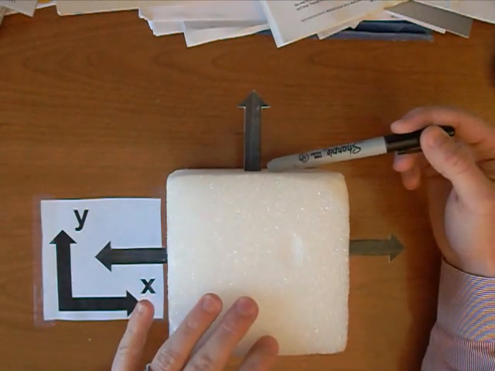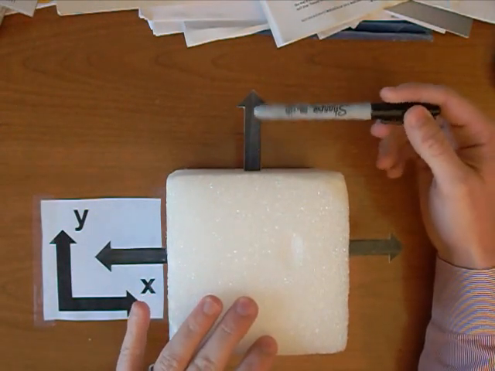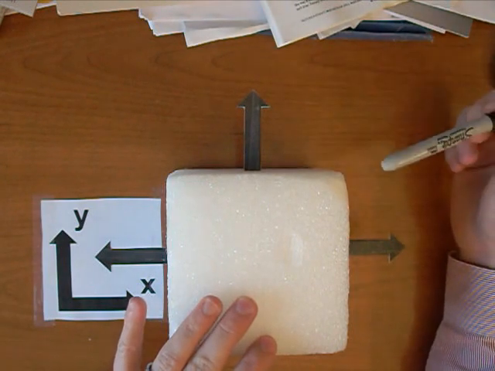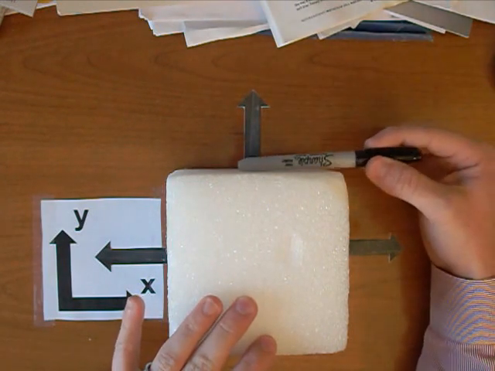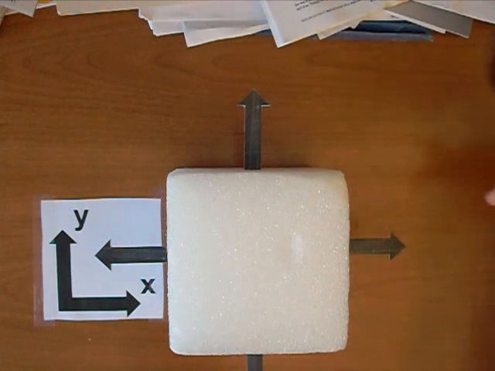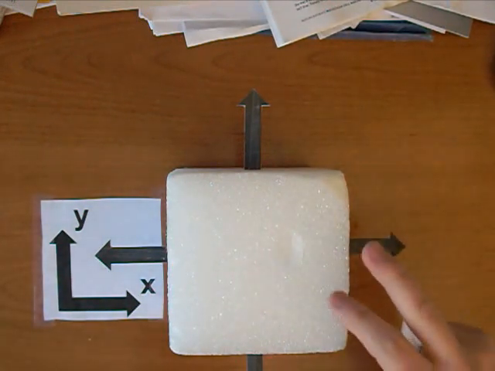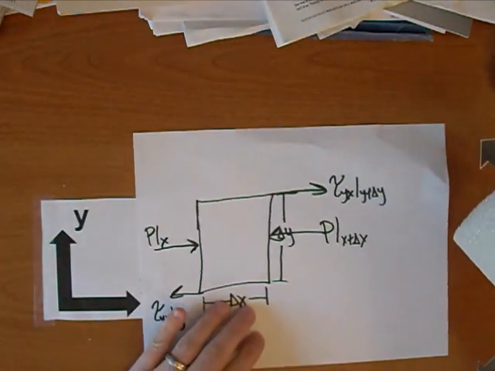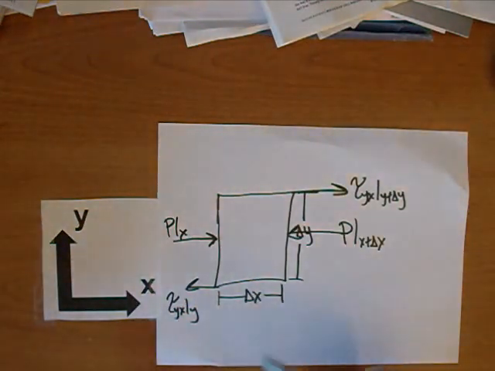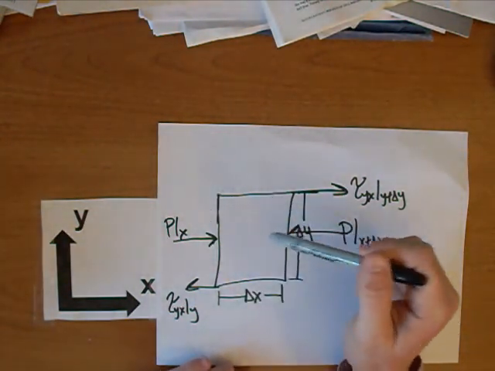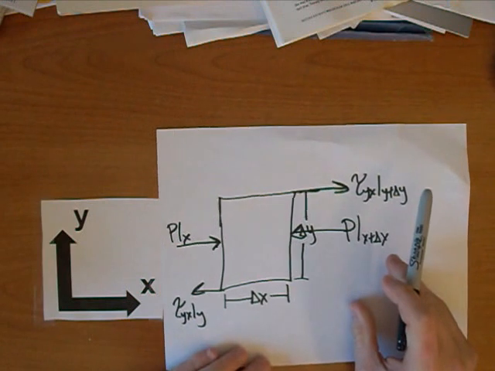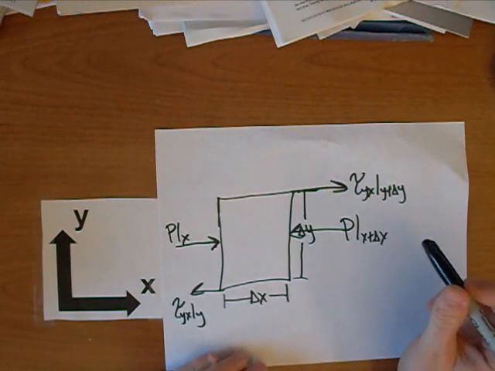This top face right here has a unit normal outward pointing in the positive y direction, so therefore the shear stress is going to point in the positive x direction back out here. And so that's how we get this 2D drawing of our different surface forces on our control volume.